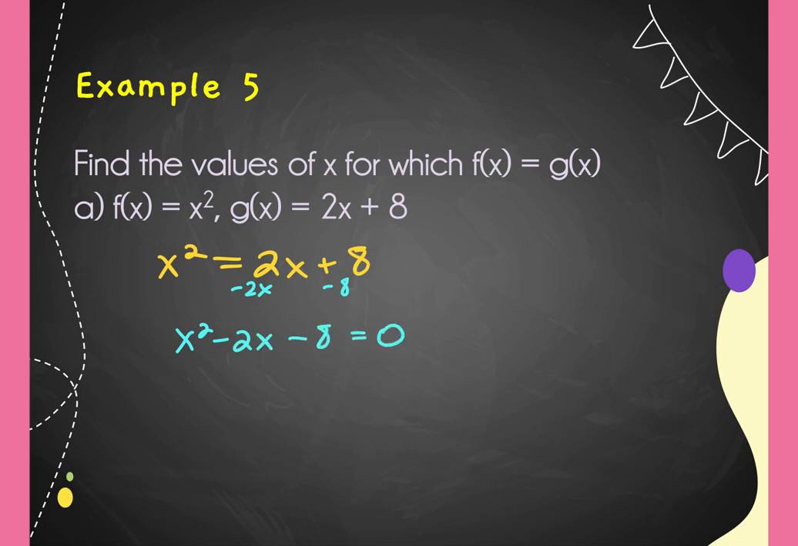As soon as you see the x squared and the x, you're going to have to factor. So you're going to get everything to one side. And then I'm looking for factors of negative 8 that sum to negative 2. Good. And then split and solve.